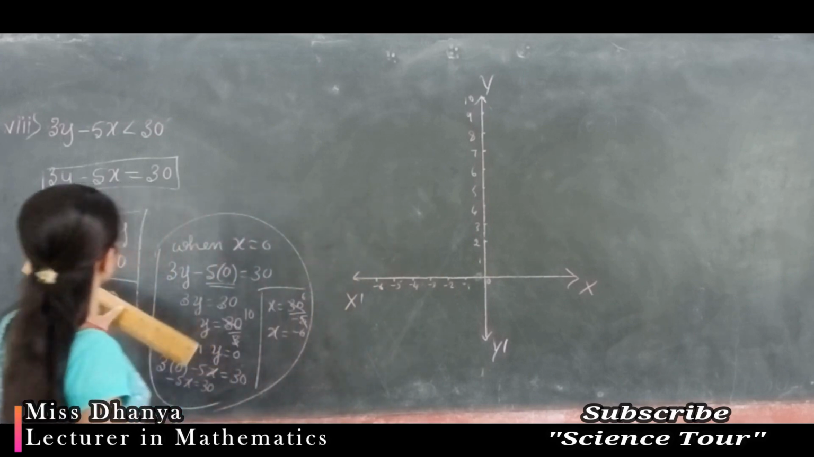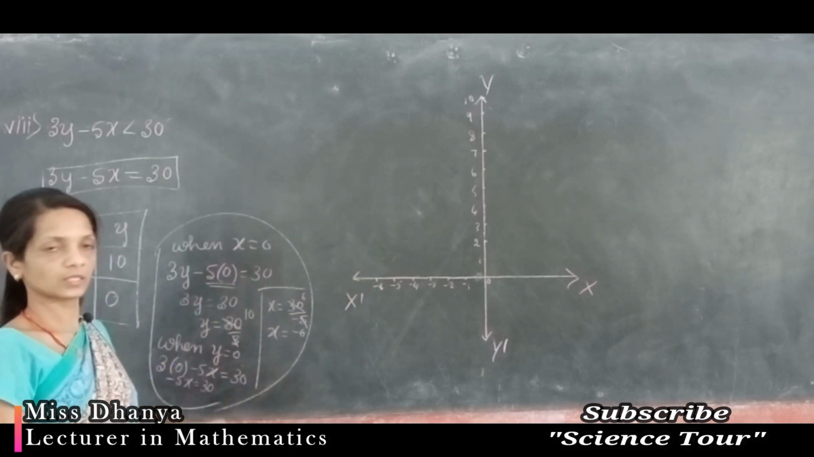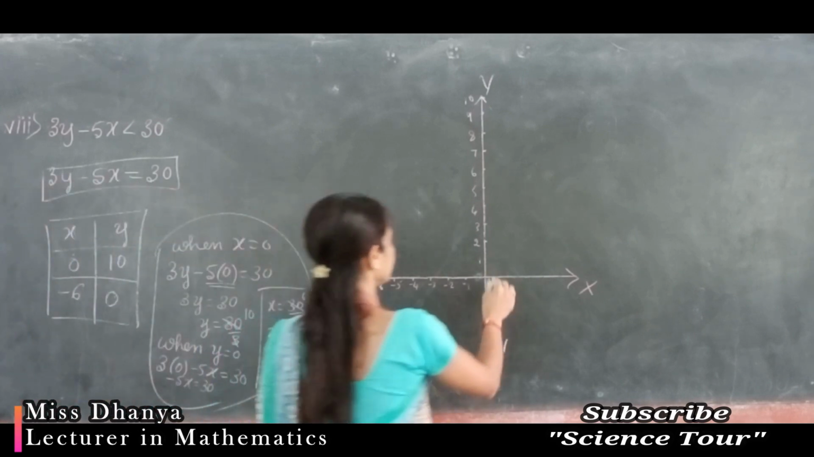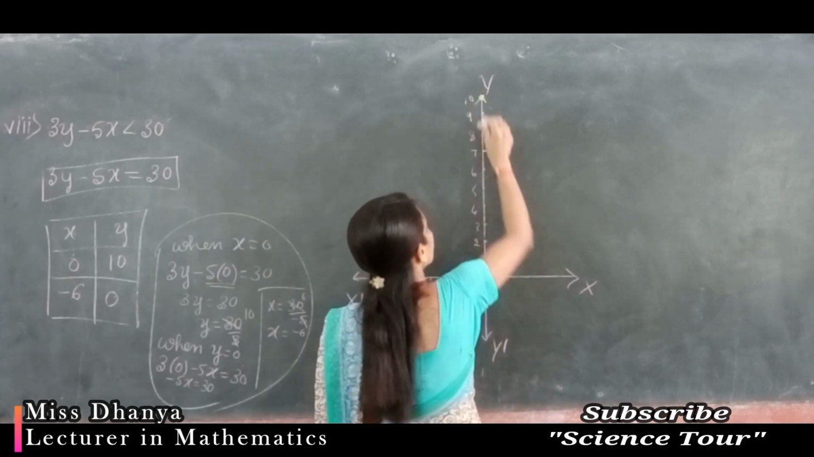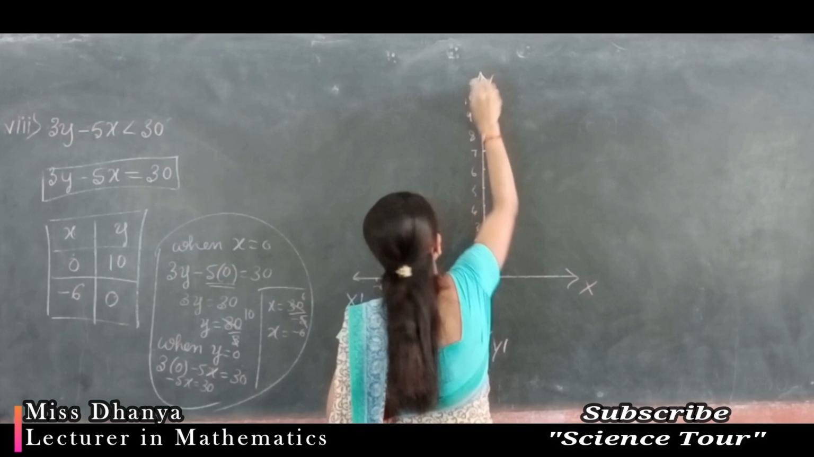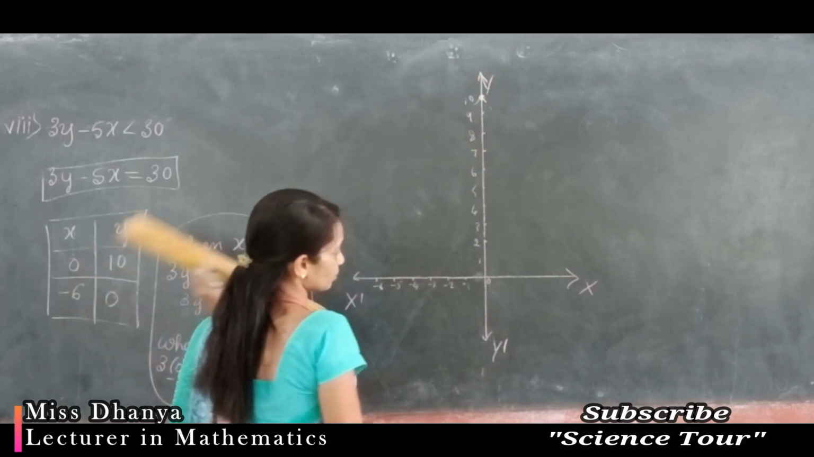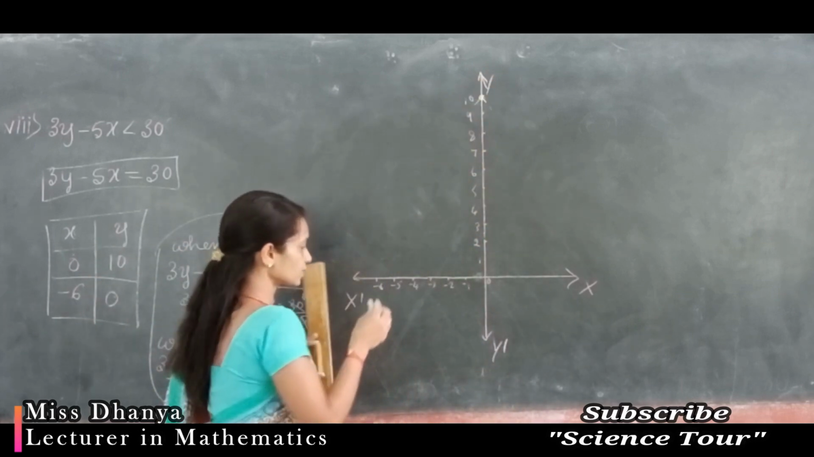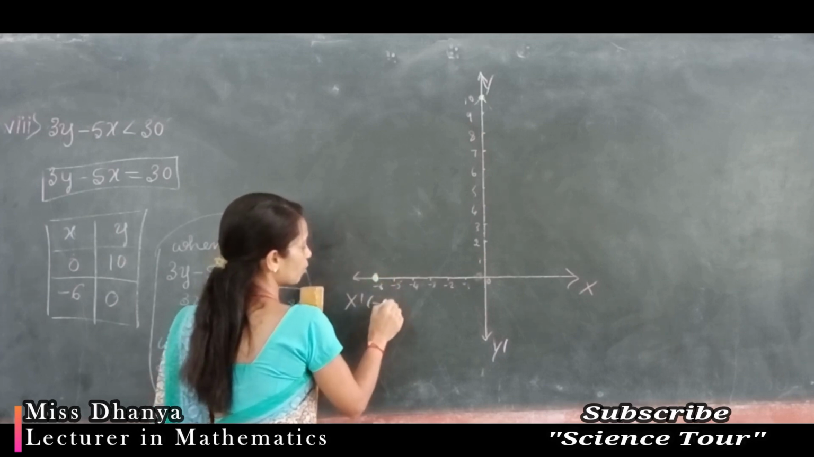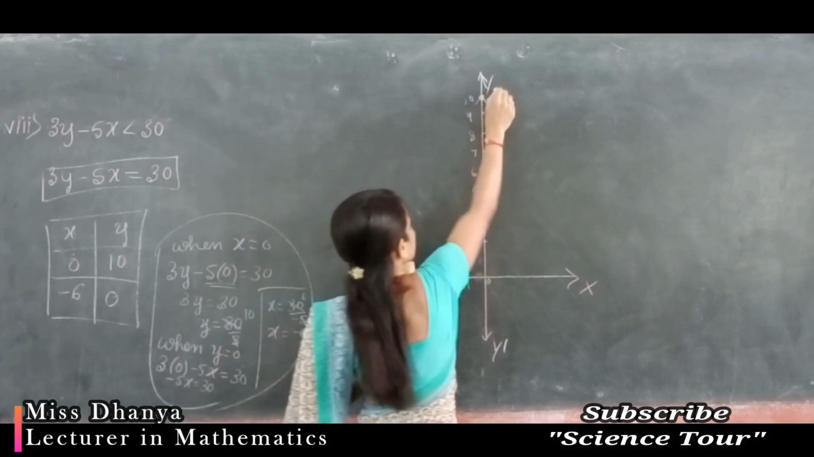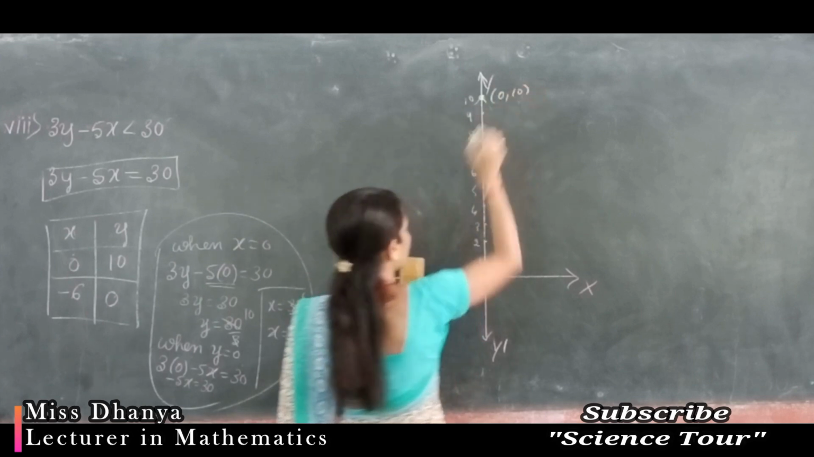And what is the first point? First point you have to mark is 0, 10. 0, 10 is here, highlight that point, okay. And next point in the table is minus 6, 0. Minus 6, 0, that is on the x axis. Here it is. This is the point minus 6, 0. This is the 0, 10 point, okay.